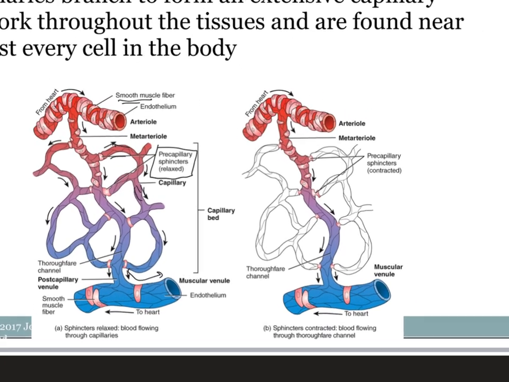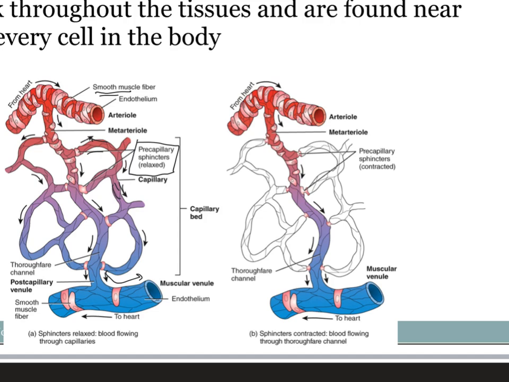Now at the flip side, let's contract those sphincters. What's happening? From the heart, blood's coming in. We're closing off part of the capillary, artificially increasing pressure, forcing it through only one thoroughfare, which will increase the loading and unloading of nutrients and gases here, and then ultimately out of that muscular venule.